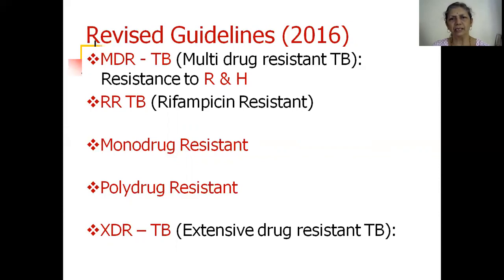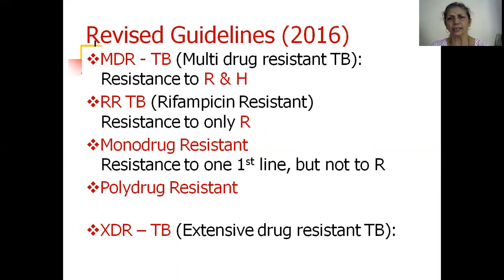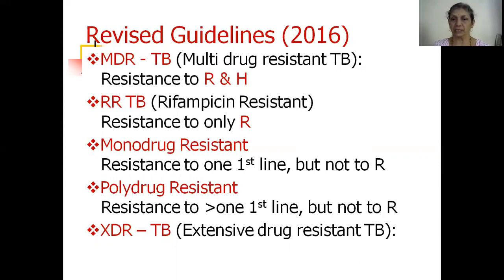So we have MDR TB, multi-drug resistant, where there is resistance to both rifampicin and INH. And the next is rifampicin resistant tuberculosis, where there is only resistance to rifampicin. Monodrug resistance is when there is resistance to one of the first line drugs, but not to rifampicin. Rifampicin is still working. That's a major distinction. Polydrug resistance talks about patients where there is resistance to more than one first line drug, but again, not rifampicin. So whether rifampicin still works or not makes a big difference, as you will see in the treatment strategies for this tuberculosis.